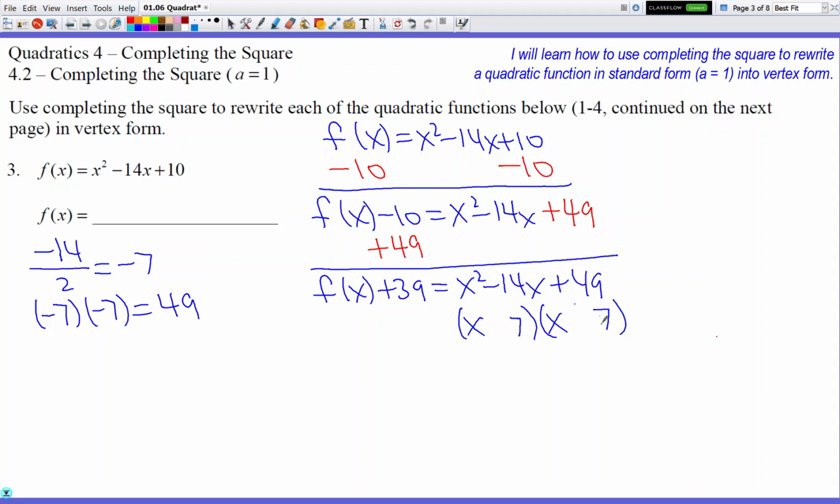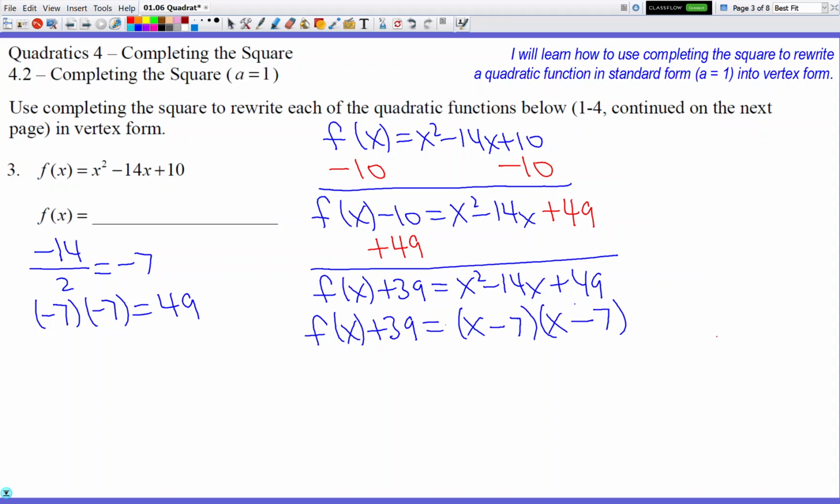So 7 times 7 is 49. And 7 plus 7 is 14. But 7 plus 7 is the wrong kind of 14. I want a negative 14. So I'm going to put negative here and negative there. Okay, so I get f of x plus 39. So notice how the left side just stays the same. Okay, equals x minus 7 times x minus 7.